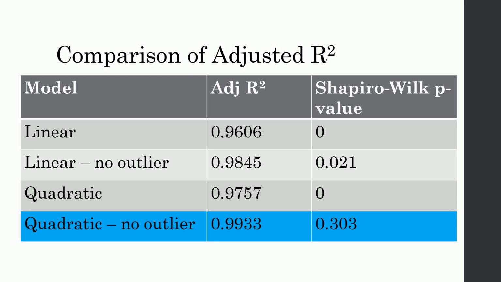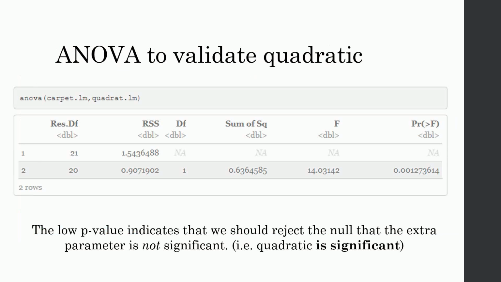And then I just wanted to show a side-by-side comparison of the 4 models that I tested for their adjusted R squared and whether or not they conform to the Shapiro-Wilk p-value for the normal distribution of errors. So again, the only model that conformed to the normal distribution of errors was the one highlighted in blue at the bottom, the quadratic model with the 23rd data point removed. But this model also has the highest adjusted R squared. So going forward, this is the model that I would pick for actual analysis.